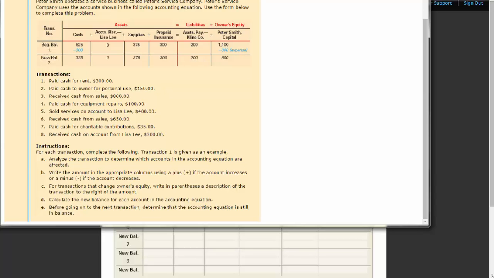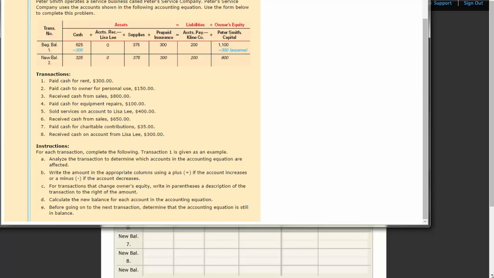So we know in the transaction line we have to make sure we use a plus or a minus. If you don't do that, it will mark it wrong for you, won't it? Just saying. Letter C, for transactions that affect owner's equity, write in parentheses the description of the transaction to the right of the amount. Okay?